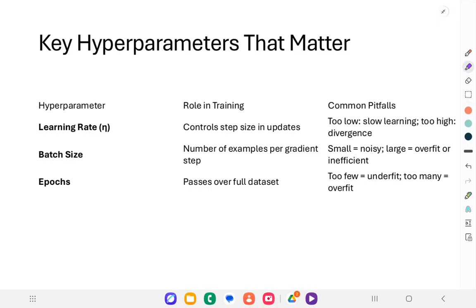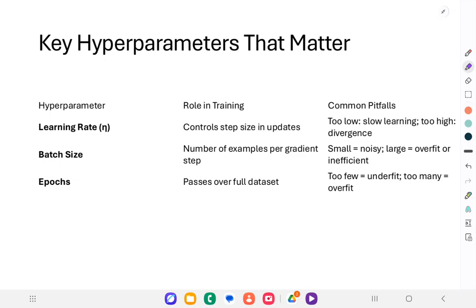It determines how large a step you take with each gradient update, right? If it's too slow, your model will crawl through training, just like a baby crawls, possibly never converging, okay? If you set it too high, then your updates might overshoot, causing the loss to explode or start to oscillate wildly, right?